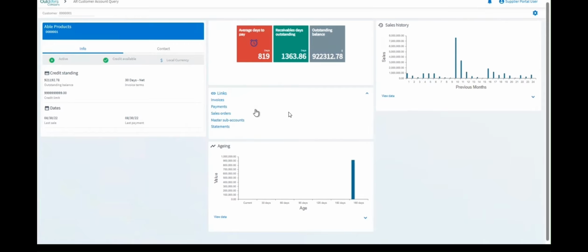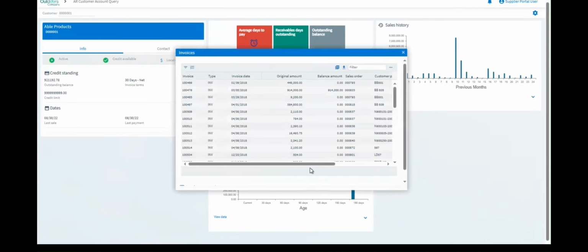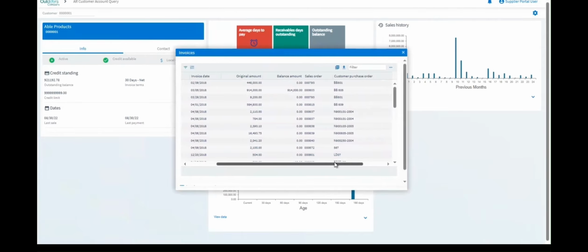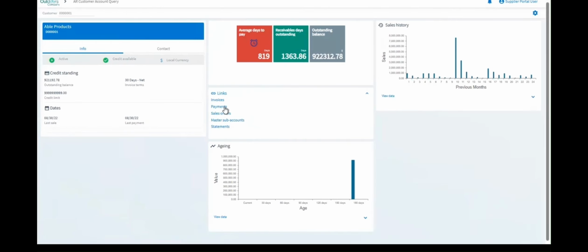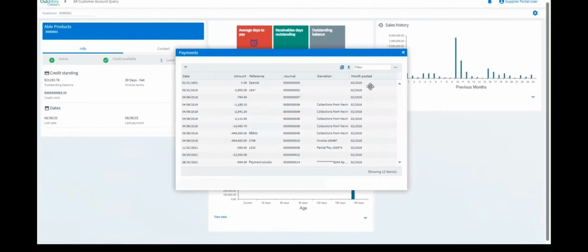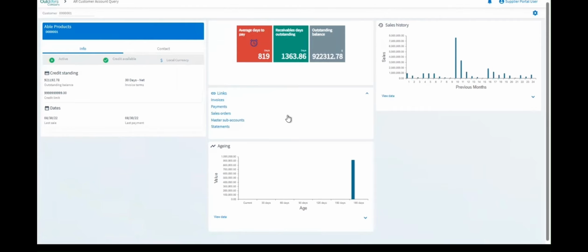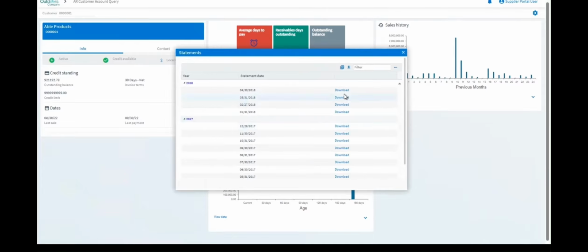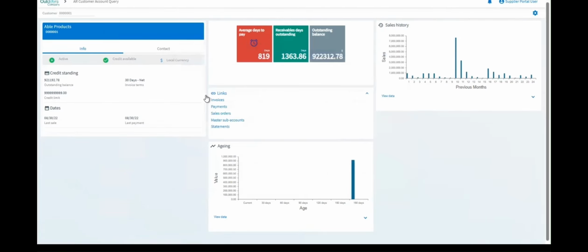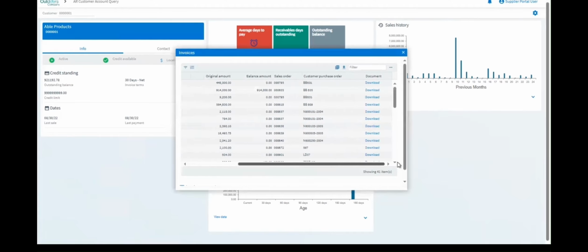Customers can get access to information pertaining to the status of their account, any invoices which we've sent through to them, and what the outstandings are on those. We can look at any historic payments, any outstanding sales orders, and we can even give them access to historic statements which they can effectively download. They can download invoices as well.